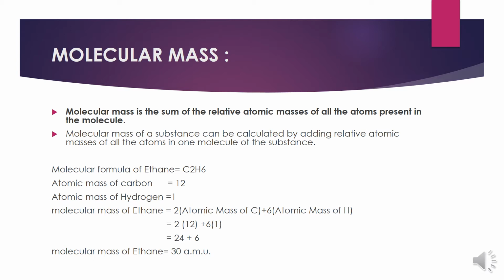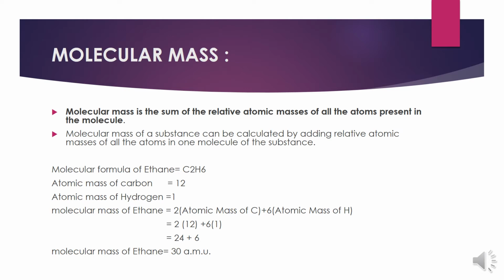First of all, we should know the atomic mass of the atoms in the molecule. Atomic mass of carbon is 12 and atomic mass of hydrogen is 1. Molecular mass of ethane, how to calculate it? 2 into atomic mass of carbon, means atomic mass of carbon into 2. Why into 2? Multiply with 2 because 2 atoms of carbon are present. And 6 into atomic mass of hydrogen. So atomic mass of hydrogen is 1, and 6 means 6 atoms are present.